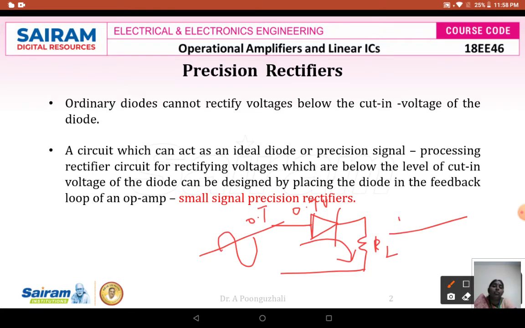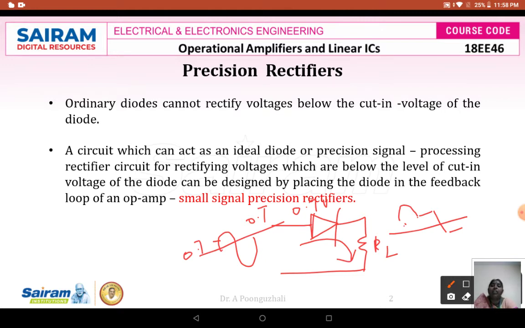That means my output voltage will start from 0.7 volts. Similarly, I will not have any output till 0.7 volts, and again at minus 0.7 volts also I will not have the output. So this region, less than 0.7 volts, is not rectified. In this case, if we want rectification even in this small voltage range, we go for precision rectifiers.